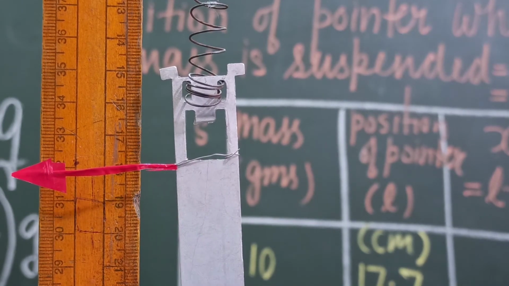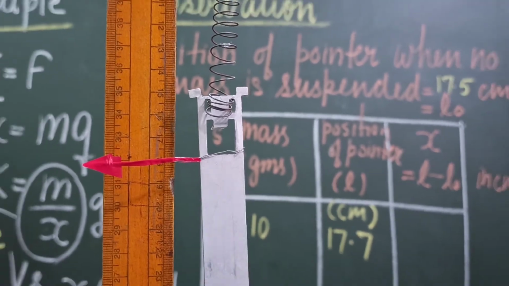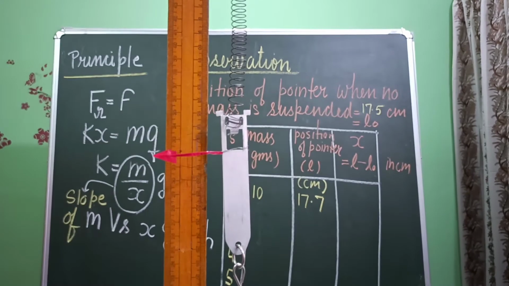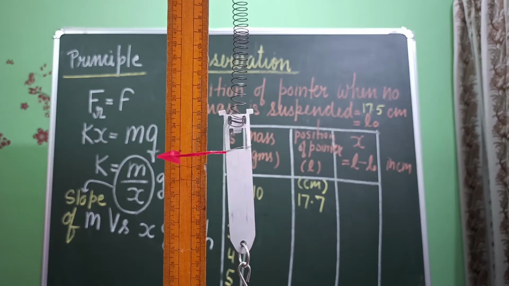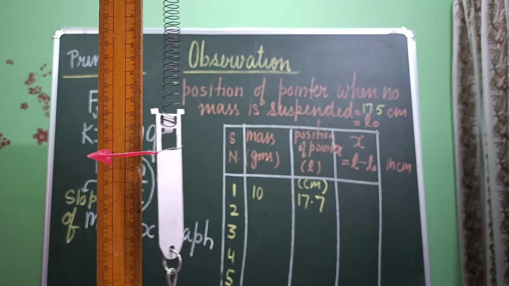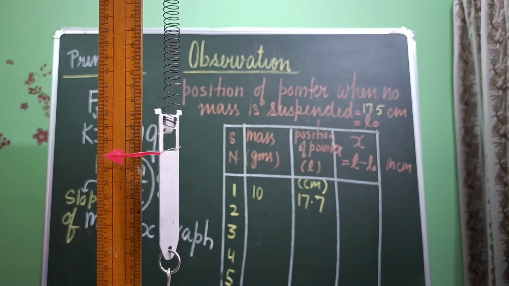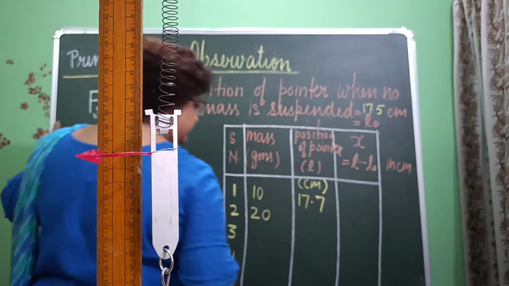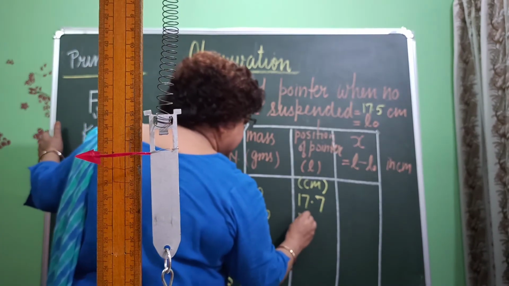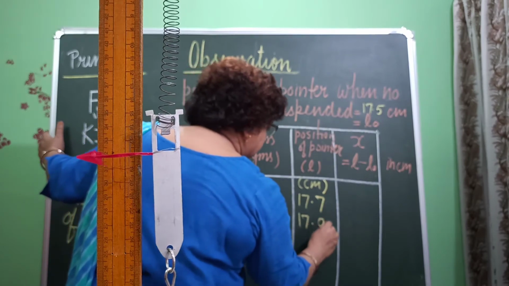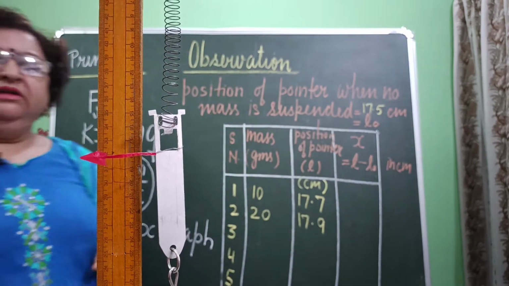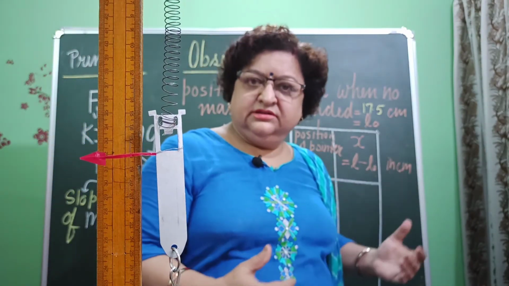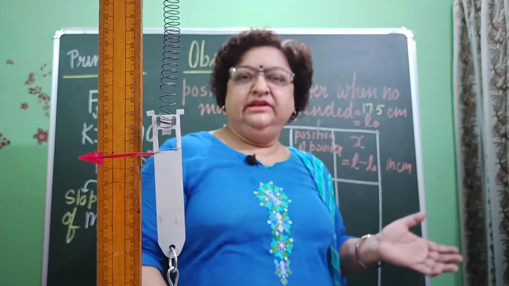So now let me focus again on the observation table and write the readings. All of you write here, it's 20 gram and reading is 17.9 centimeter. We will perform the calculation part at the last. First we will note down all the readings.